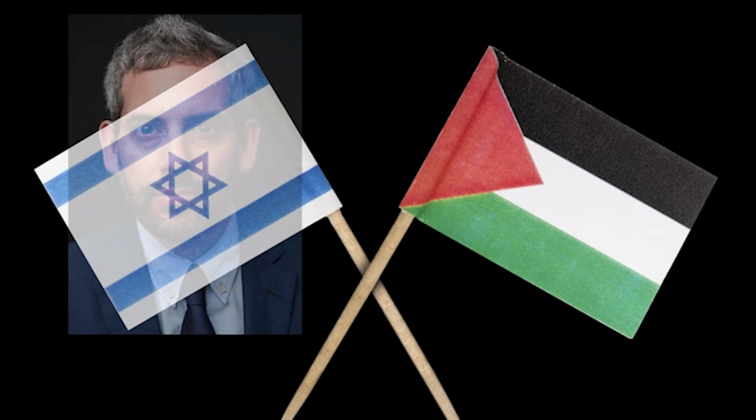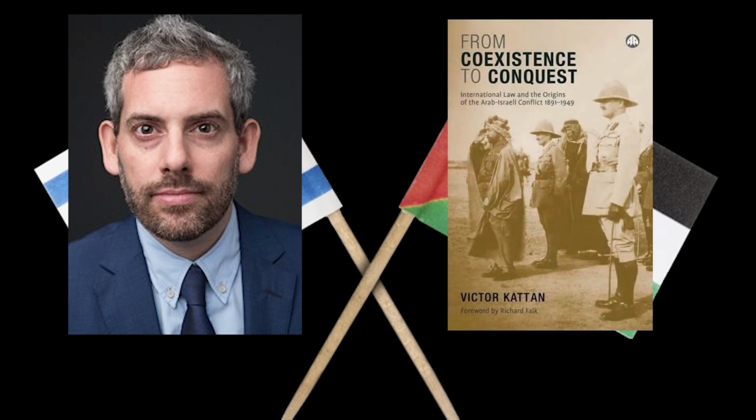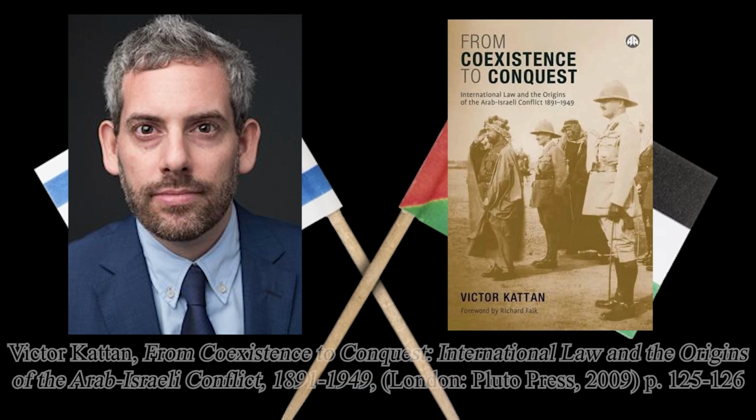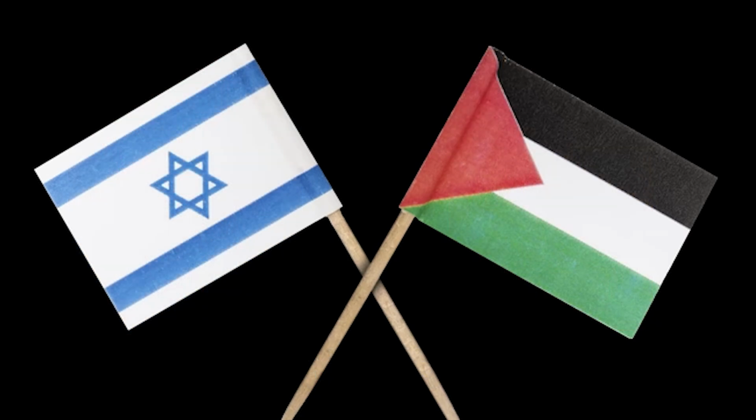A view supported by Victor Kattan in From Coexistence to Conquest: International Law and the Origins of the Arab-Israeli Conflict, 1891 to 1949. According to Kattan, the implementation of secret treaties was integral to diplomacy and a necessity to safeguard national interests. Furthermore, Schneer states issues only arose when the Bolshevik government published the agreement, resulting in dismay and concerns for both the Arabs and the Zionists.